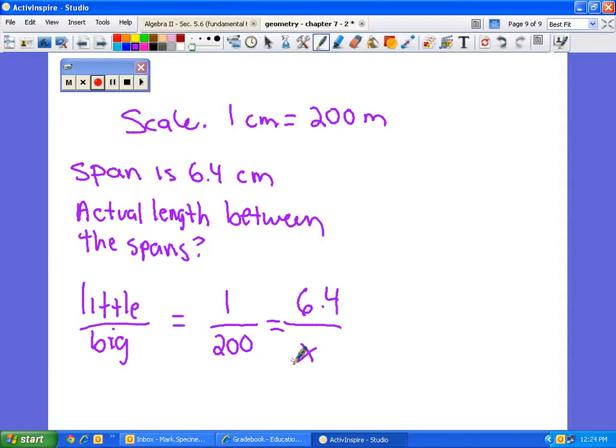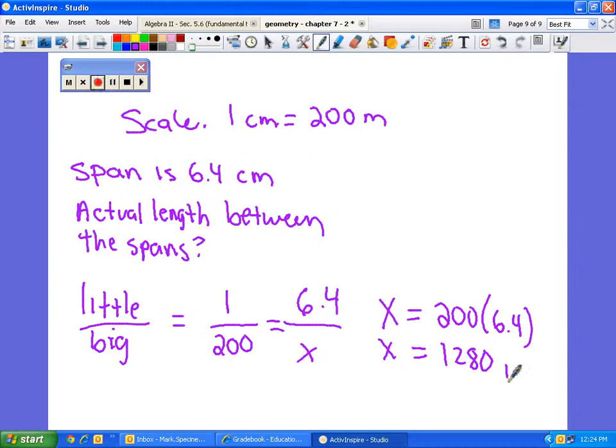So now this is nice and easy. Because look what happens. I get 1 times X gives me X is equal to 200 times 6.4. I simply plug that into my calculator, and I get 1,280. This is the most important part of the problem. 1,280 what? Meters.